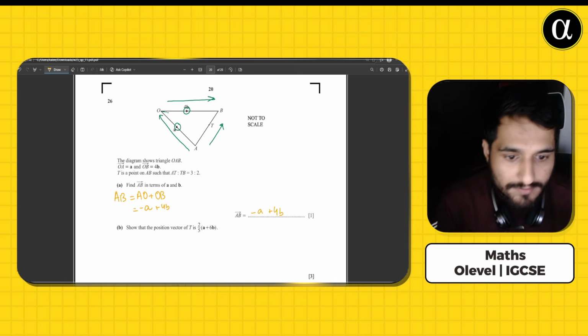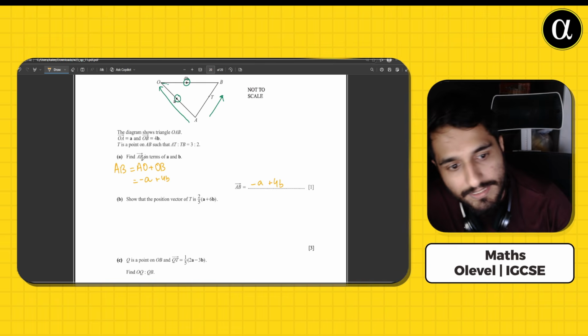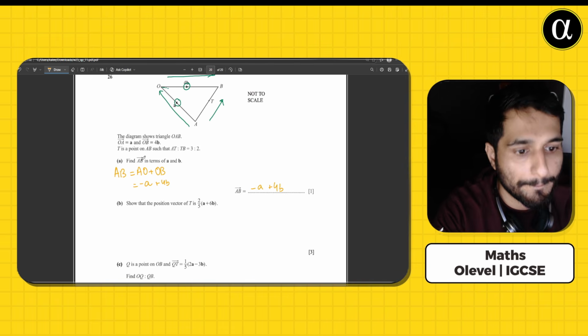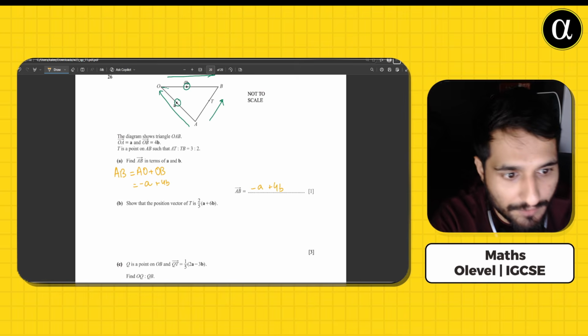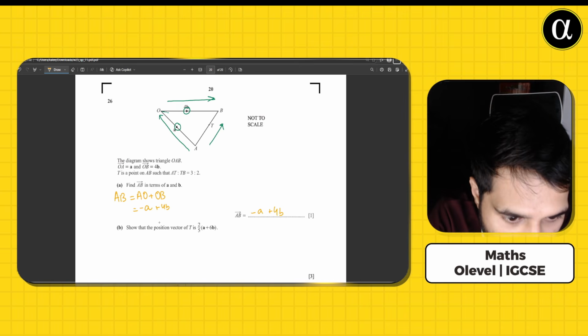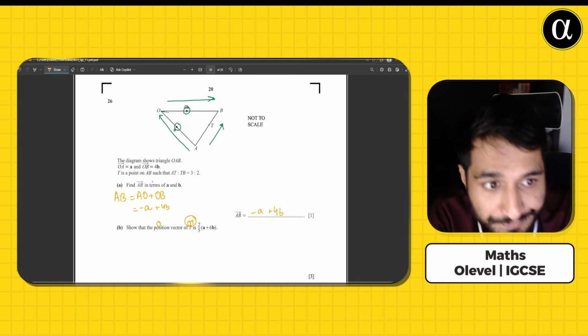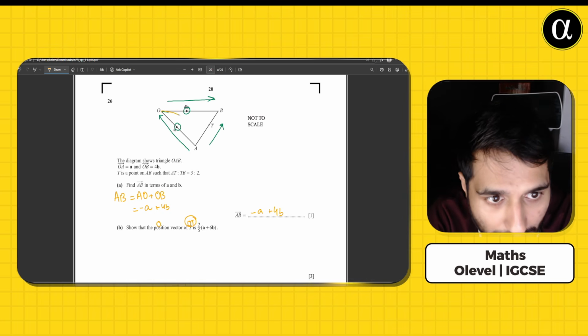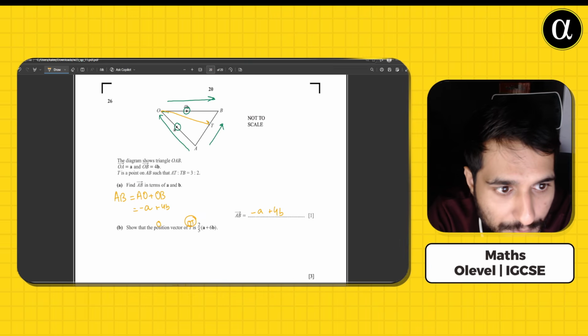Now part B says show that the position vector of T is 2 over 5 times (A plus 6B). What are we going to do? If we have a look, what does position vector of T mean? Position vector means in terms of O, and since it says the position vector of T, that means the examiner wants us to find OT. Now how can we find OT? We would draw an arrow like this. This is what you're supposed to find.